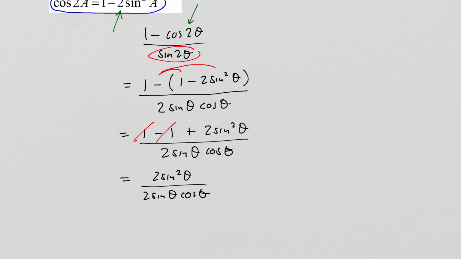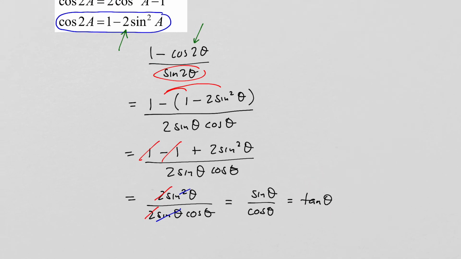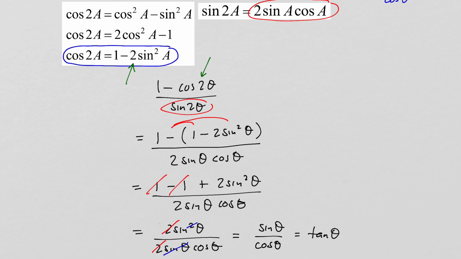And now we can cancel the 2 because 2 divided by 2 is 1. And we can also cancel this sine in the bottom. We'll cancel one of the sines on top. And so what we are left with there is sine of theta over cosine of theta. And there we have it. That is equal to tangent of theta. So we have proven that this expression is equivalent to tangent of theta. And that's what we wanted to prove.